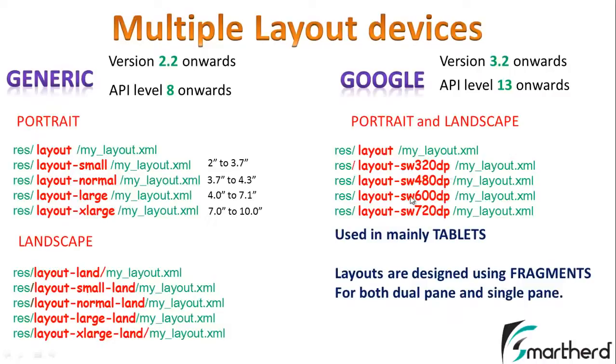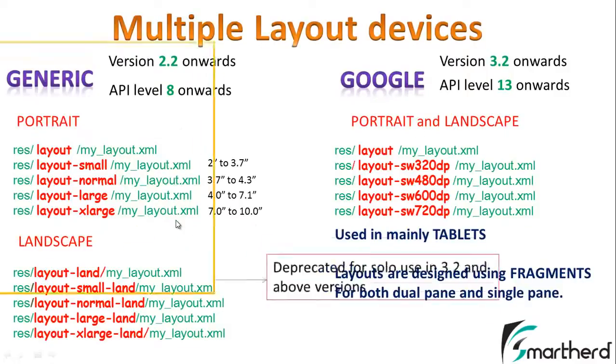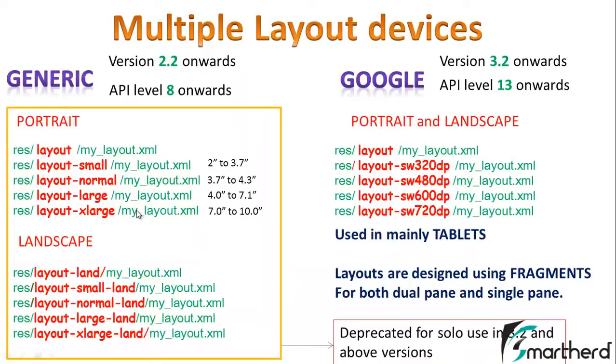And in this case, in these 5 folders, the layouts are designed and stored by using fragments for both dual pane and single pane. We will talk about the right hand side column in detail when we talk about fragments. We will design our layouts using fragments, and we are going to store all our layouts in these 5 folders only. At that time we don't need to build all these 10 folders, only our 5 folders will do the job. Now if you are using these 5 folders, then these 10 folders which you can see, layout-normal, layout-large, whatever, are actually deprecated for solo use in 3.2 Honeycomb and above versions.